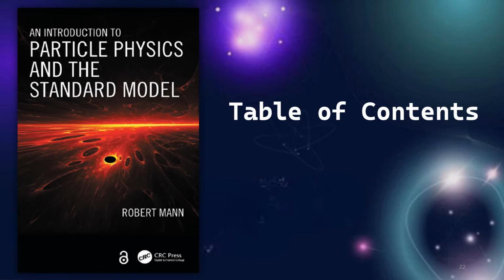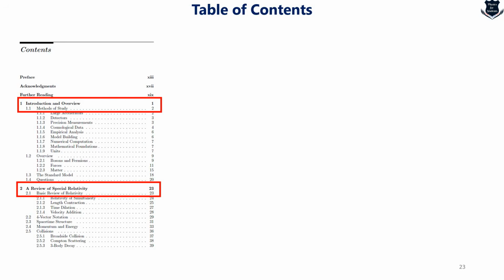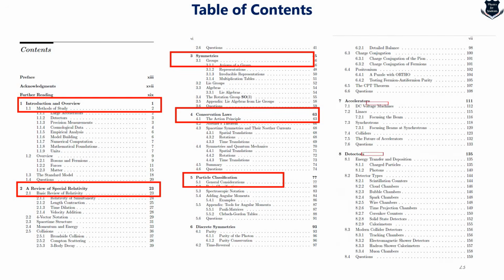We go forward and look at the table of contents of this book, and we find that it starts with the introduction and overview. I'm not going to read each and every part because that would be lengthy and boring. You can pause the video and watch it if you want. Again, you can see there is a complete review of special relativity. It starts with the relativity of simultaneity, time dilation, velocity addition, and so on. Next, the professor talks about symmetries, conservation laws, particle classification, and further, accelerators. Then we come to experimental physics, detectors, and so on.